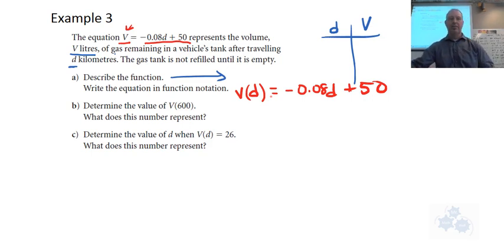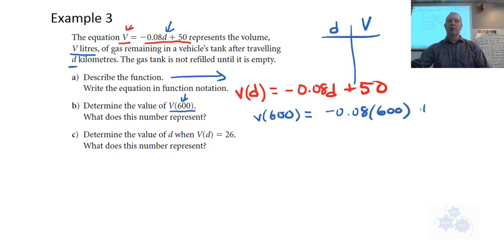Okay, so what do you suppose this means? What does V of 600 mean? What does the 600 mean? Kilometers. Okay, so 600 is the value for D, the input value. So V of 600 equals negative 0.08. We're going to put 600 into the machine. So this right side is the machine, and it does the work on the input variable.